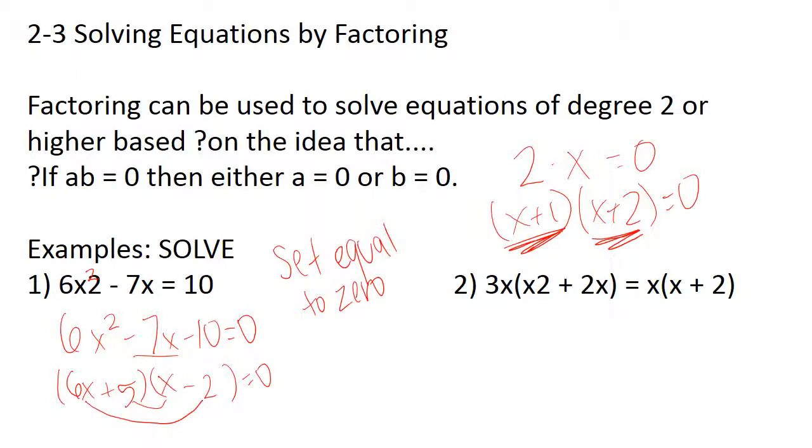So now that I have this fully factored, what I'm going to do is set each factor equal to 0. So I'd have 6x plus 5 equals 0, as well as x minus 2 equals 0. So from this one, I would have that 6x equals negative 5, or x equals negative 5/6. From the second one, I would have that x is equal to 2. Those would be my two solutions.